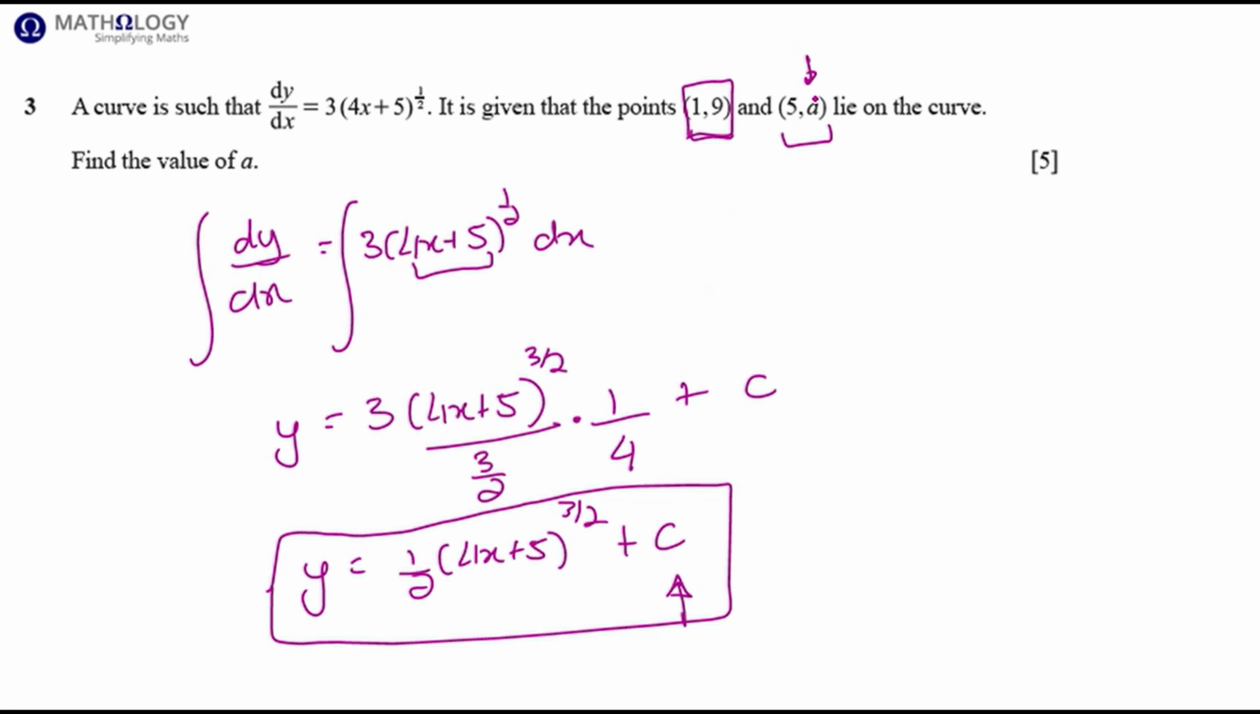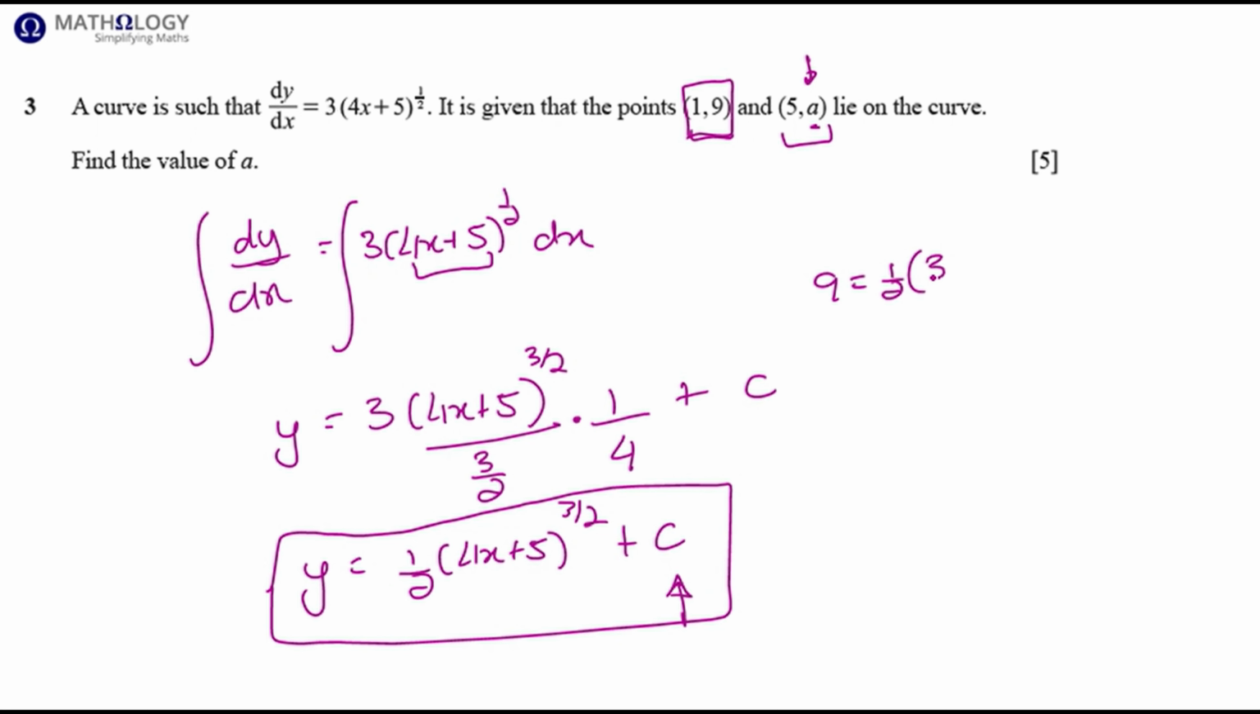Substituting the other point in isn't going to help because, A, we are trying to find the value of a, and B, it's an unknown variable. You're going to introduce another unknown variable inside this equation, which means you'll have 2 unknown variables. So we're substituting (1, 9) in the equation of the curve. So 9 equals a half times 4 times 1 is 4, plus 5 is 9.